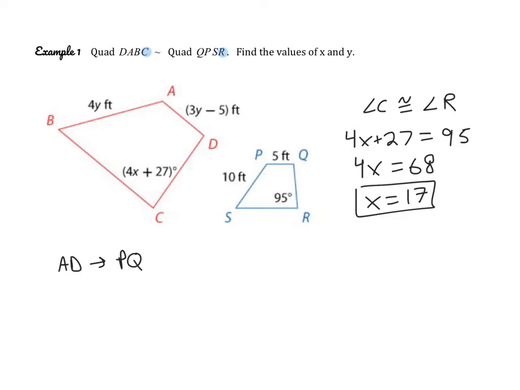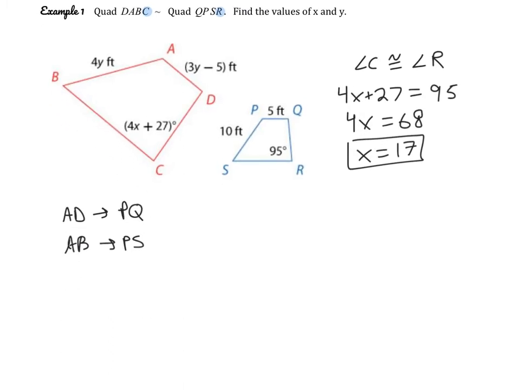And then I'm going to see what other information I have. I know AB, so I'm going to see what that corresponds with. AB corresponds with PS. So that means that we can create the following proportion. We can say AD over PQ equals AB over PS. So we created a proportion with corresponding sides. And now we can substitute the values that we know.